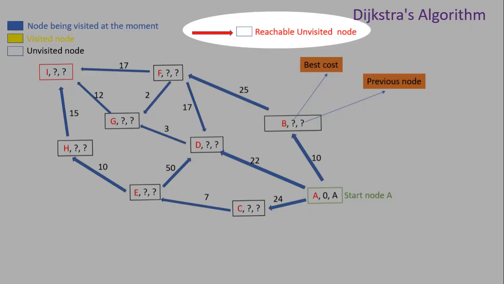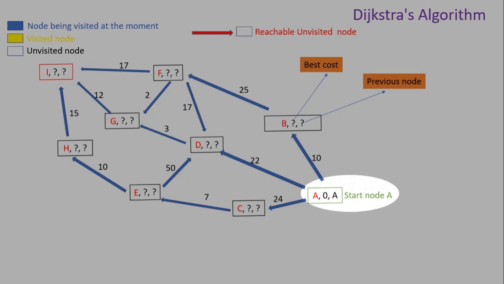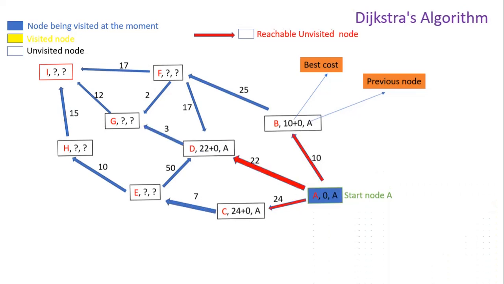When we see a red arrow that refers to a white node, that means the white node is an unvisited node, and is reachable from the blue node we are visiting now. We set up the best cost of the source node to 0, and the previous node to itself. But that does not mean creating loops in the graph. Now let us start the algorithm from the start node A.